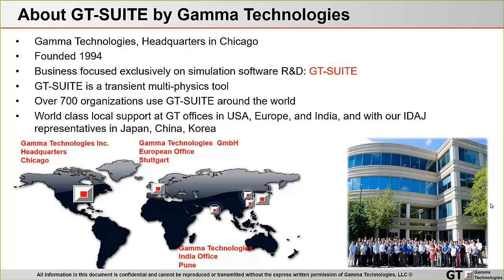A little bit about GT Suite. Our company name is Gamma Technologies, and our headquarters are outside of Chicago in a western suburb called Westmont. We were founded over 25 years ago, back in 1994, and our business is focused exclusively on simulation software research and development of a tool called GT Suite. Now, GT Suite is a transient multi-physics tool, and we'll get into a little more about what that means in a minute. And up till today, we have over 700 organizations around the world using our tool.